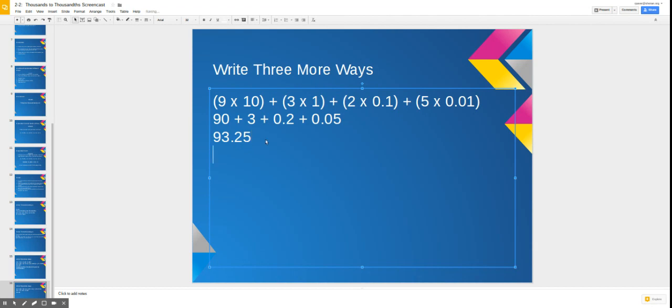And then finally, we write the number in word form. The whole number is 93. The decimal says and. We read the rest of the decimal number like we normally would, 25, and state the place that it's sitting in. And there you have it, 4 ways to write numbers.